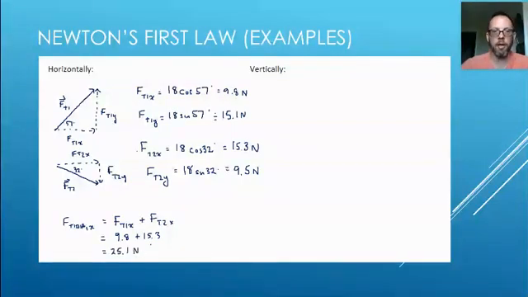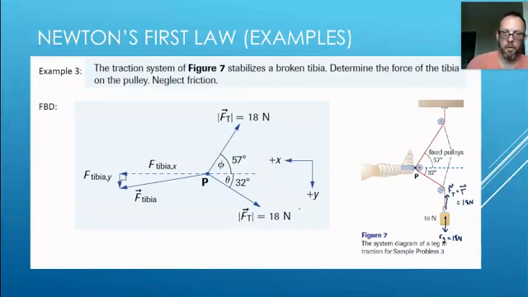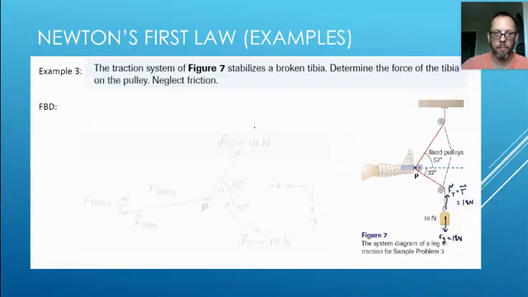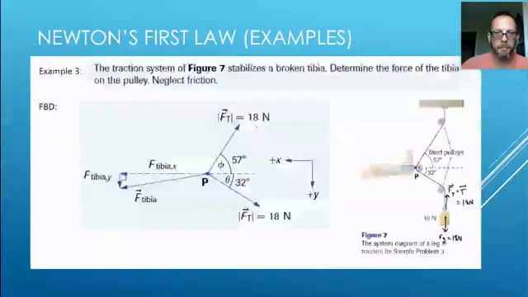25.1 newtons in the x direction. That's great. And then vertically, I'll just tuck this down here. So vertically, F tibia y. So let's check this out. Let's be careful here. F tibia y is acting down, and we've chosen down to be positive in our case here. And so we will take Ft2y, that's in the positive direction, and we will subtract Ft1y, which is in the negative y direction. So it'll look something like this.